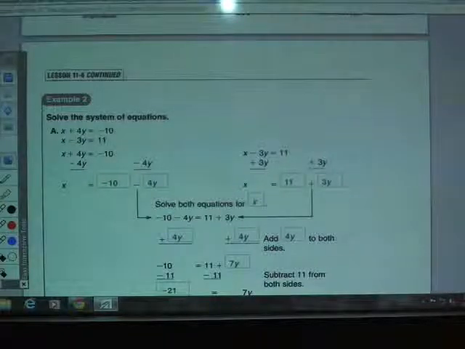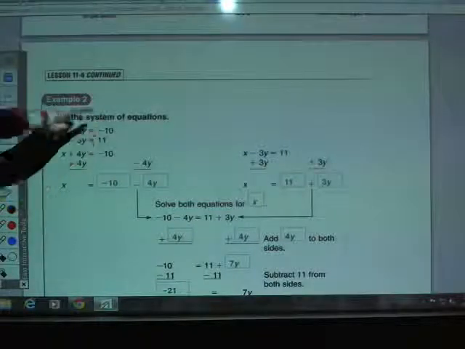Now it doesn't just have to be y equals and y equals. You could also do x equals and x equals. So that's exactly what they've done here, is they've solved both equations for x. All right, so if I'm solving the equations for x, that means I want them to say x equals and then send everything else to the right side of the equal sign.